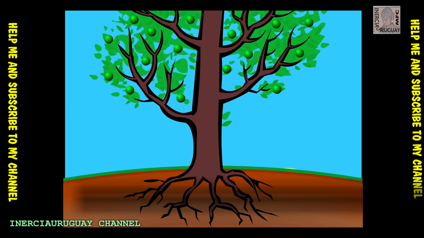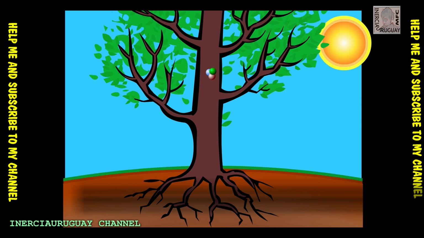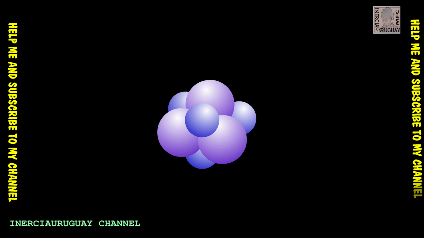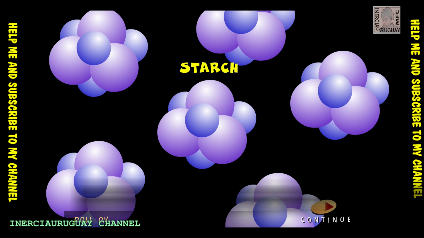The chlorophyll captures energy from the sunlight. This energy helps combine the carbon dioxide with the water to make glucose, a kind of sugar. And plants use these sugars as food.